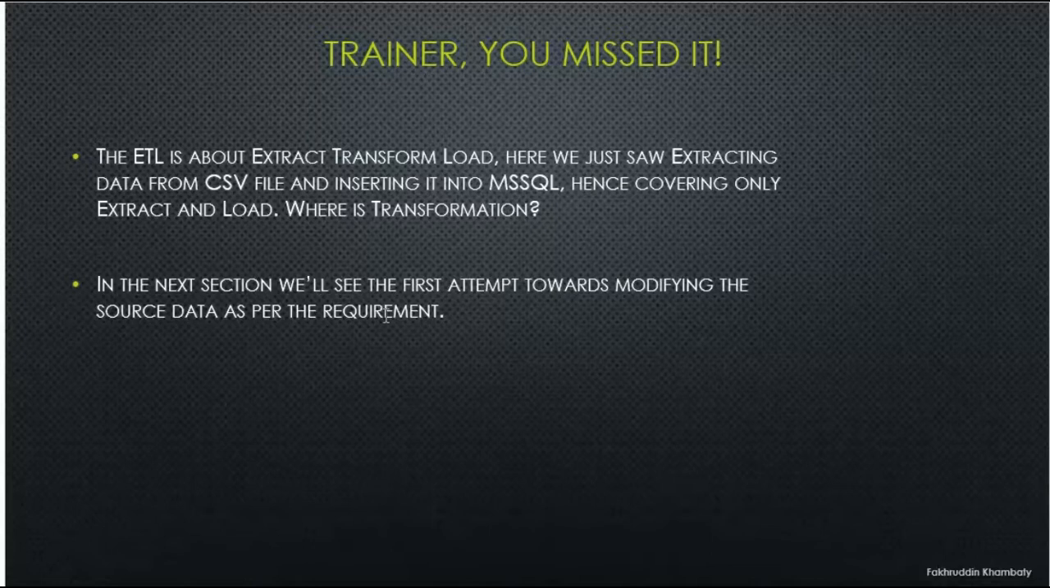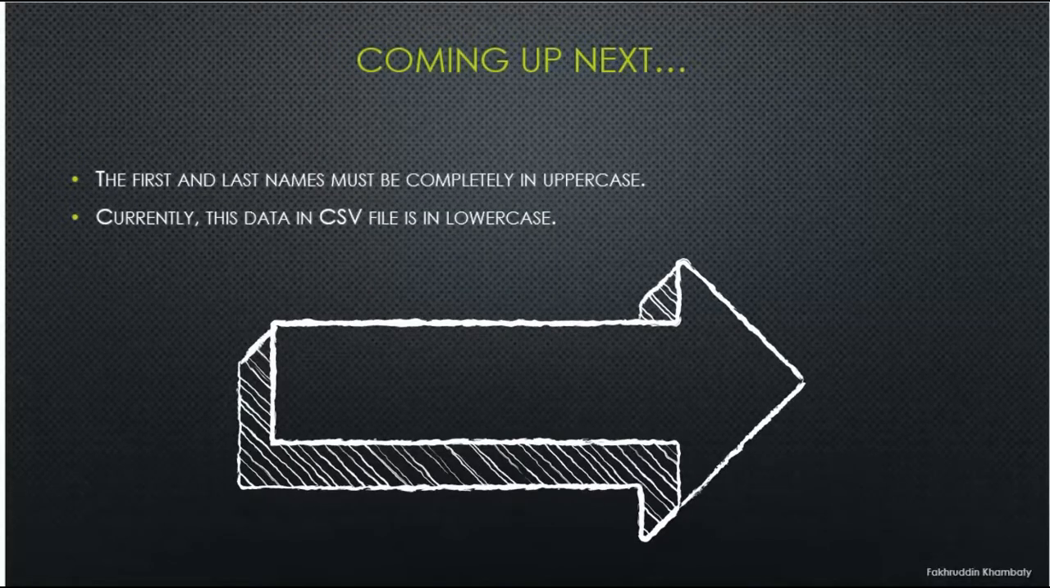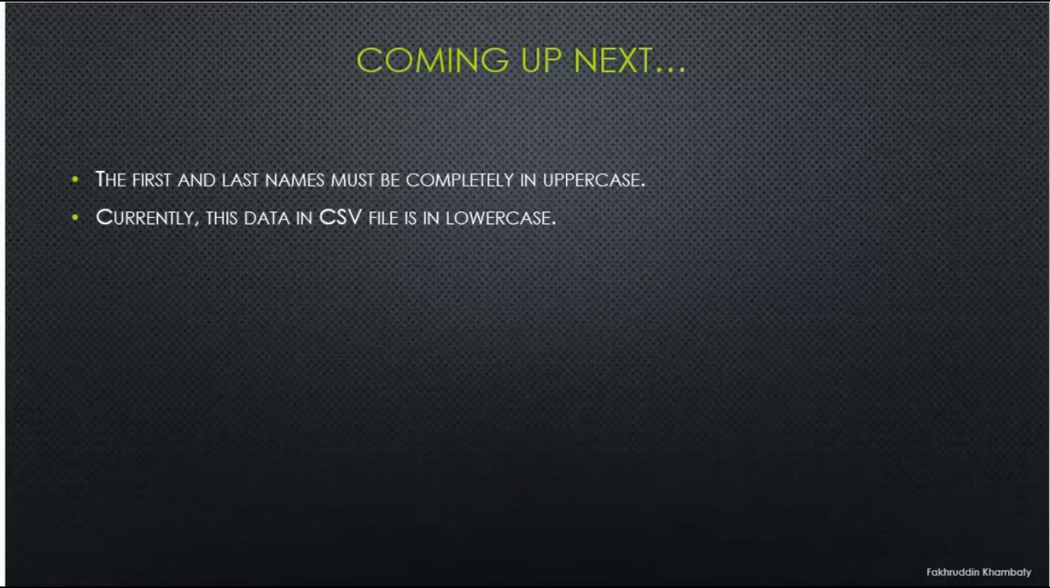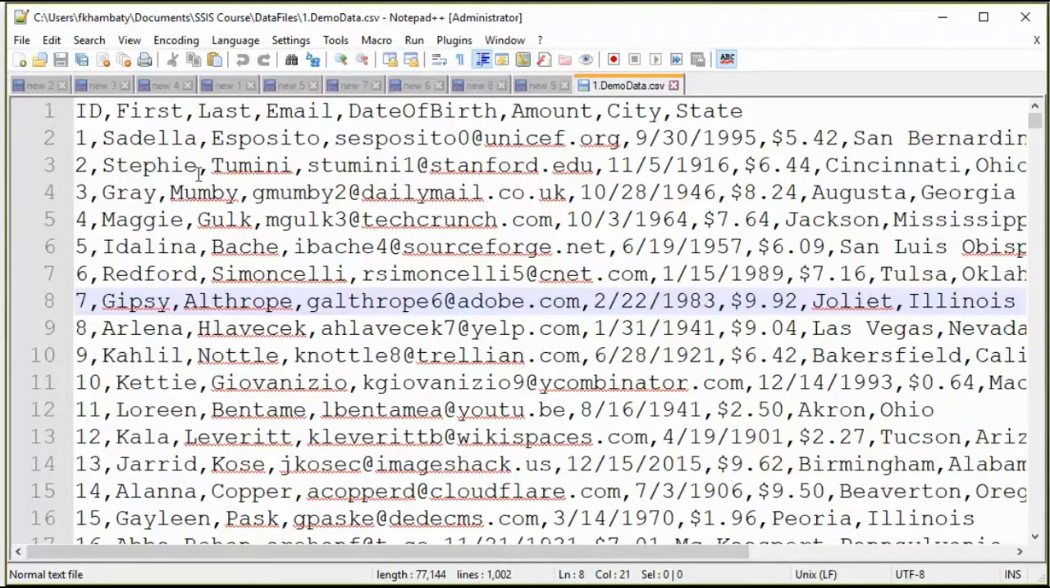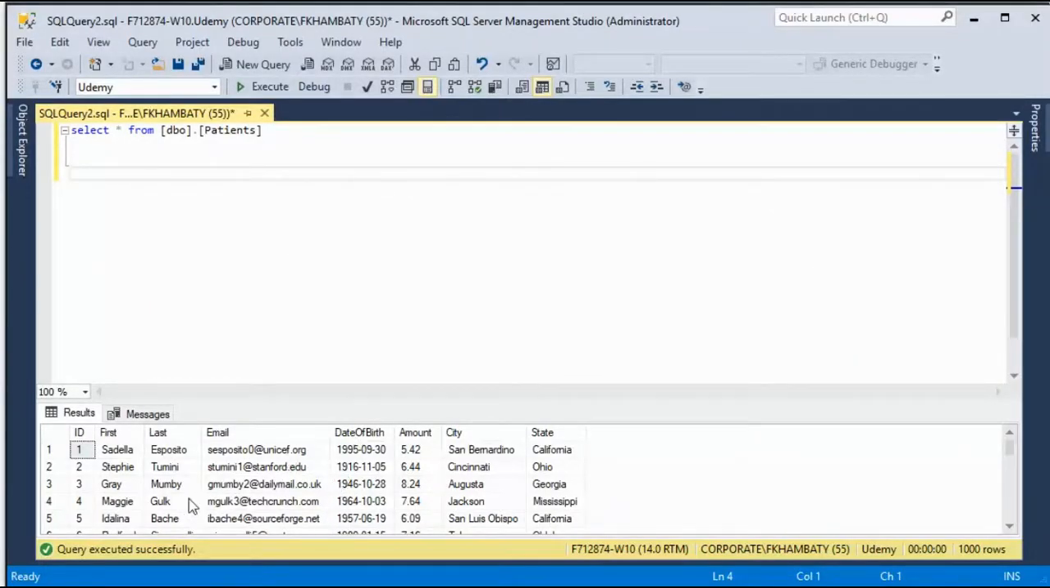Yes, that is missed. But in the next section, we will make the first attempt towards modifying the source data as per the requirement. So coming up next is what we are going to do in terms of transforming data. We are going to modify the first and the last names. You see right now the first and the last names out here, only the first character is uppercase, the rest are lowercase. We are going to make everything in the first name and last name uppercase when this data goes into the SQL Server.